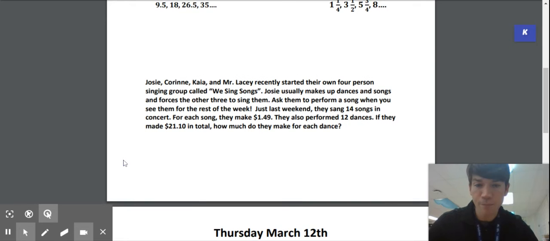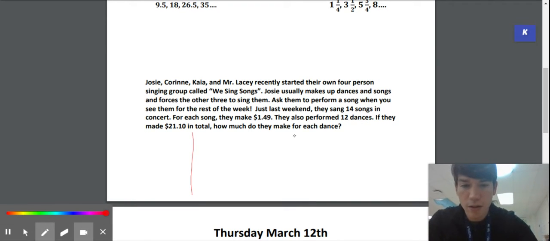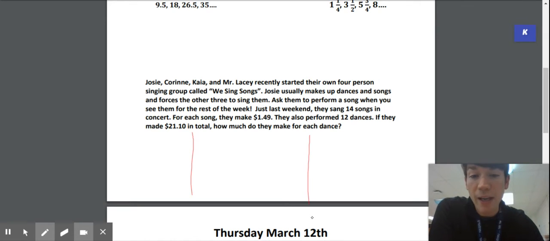So word problem. It says, Josie, Corinne, Kaya, and Mr. Lacey recently started their own four-person singing group called We Sing Songs. Josie usually makes up dances and songs and forces the other three to sing them. Ask them to perform a song when you see them for the rest of the week. Just last weekend, they sang 14 songs.